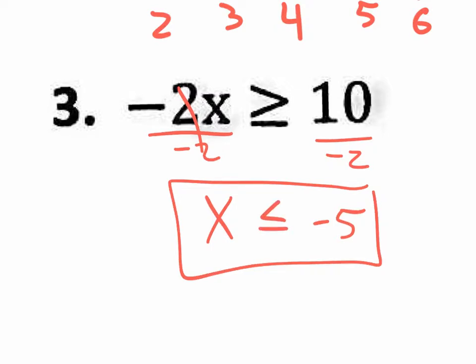Why do we change it here? Because we divided by a negative. When you divide or multiply by a negative on that last step, that's when your inequality changes.